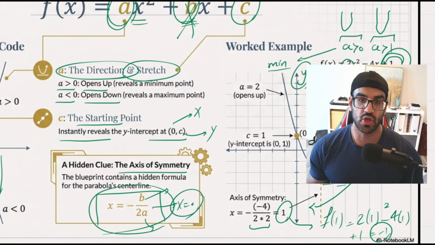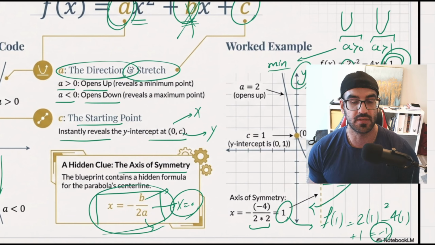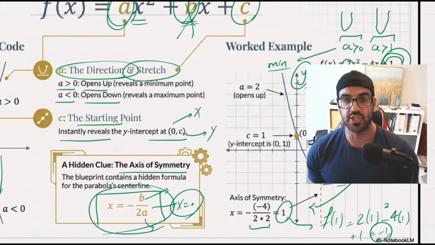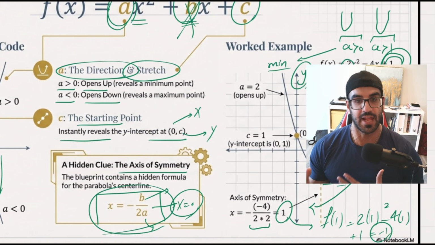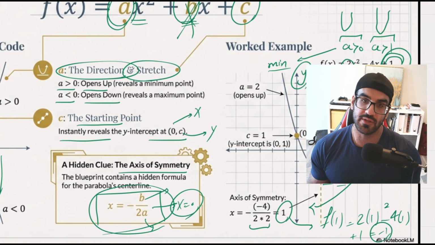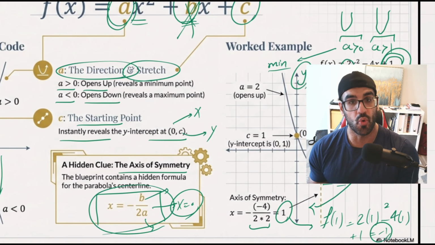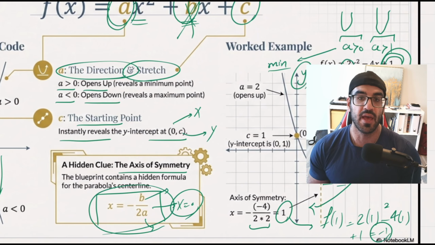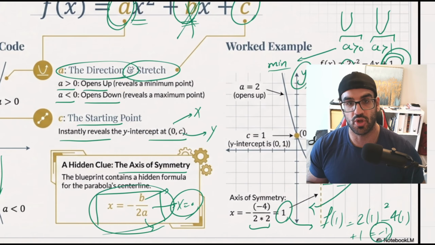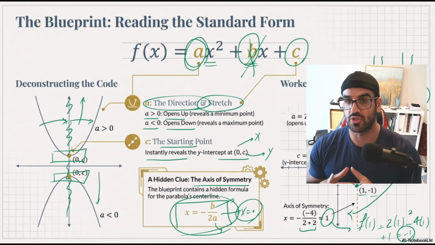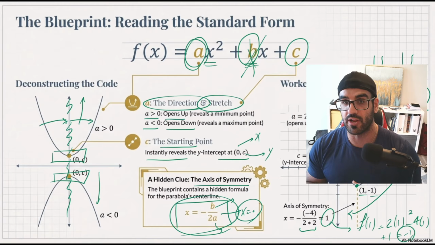So right now we just talk about the standard form of x and how we can get some knowledge out of A and C, and at the end about B, how we can use the formula in order to find a minimum or maximum based on the sign of A, and so on. So let's talk about other forms that are going to help me find other values.